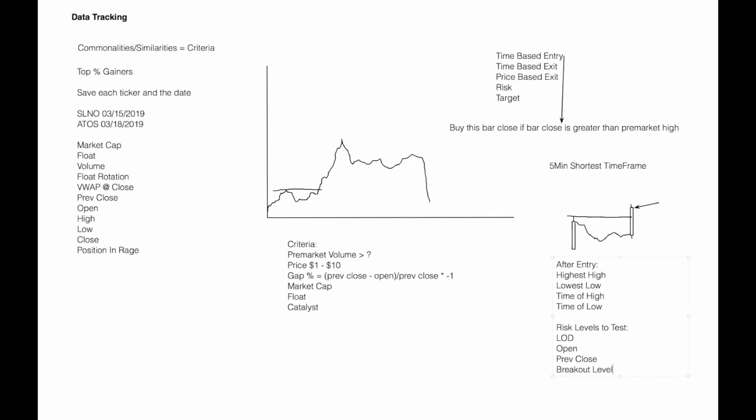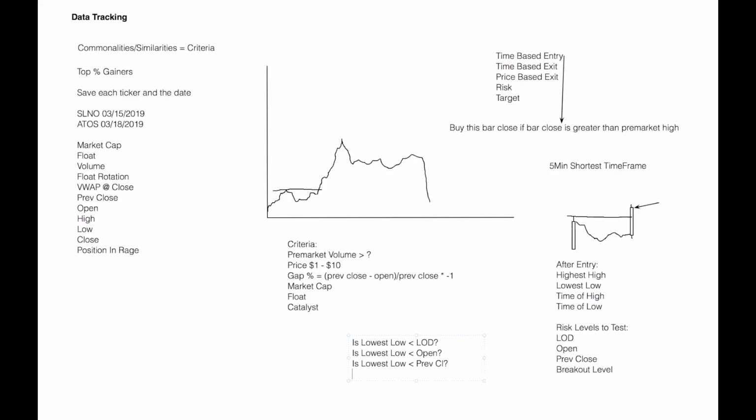We end up with a bunch of columns on an Excel spreadsheet. We end up with all these different things to test for, and we start asking questions. Is lowest low less than low of day? Is lowest low less than open? Is lowest low less than previous close?